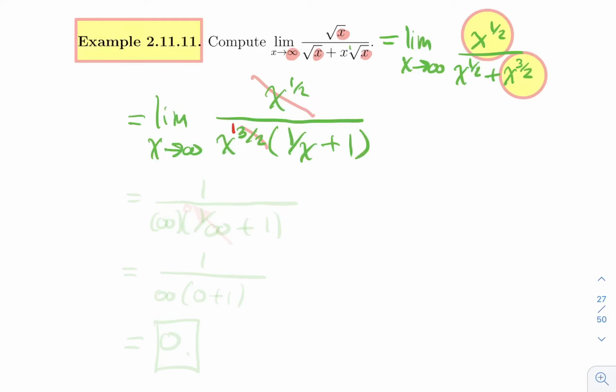Now, if you replace x by infinity, you're going to get 1 over infinity times 1 over infinity plus 1. That fraction is going to go, of course, to 0. So you're going to get 1 over infinity times 0 plus 1, which is 1 over infinity, which is 0, skipping some steps here. So you're just going to get 0.